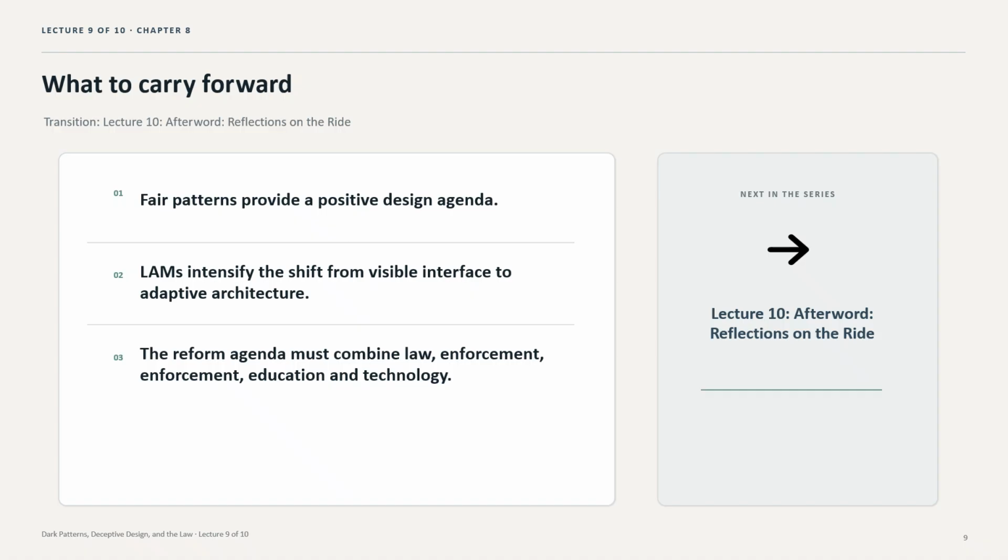Chapter 8 therefore calls for systemic reform. A Digital Fairness Act or a similar instrument would need to address fairness audits, algorithmic transparency, vulnerable users, and systemic incentives. But law alone will not suffice. Effective reform requires enforcement capacity, technical expertise, education, design standards, and inter-regulatory cooperation. The response must move from reactive casework to anticipatory governance.